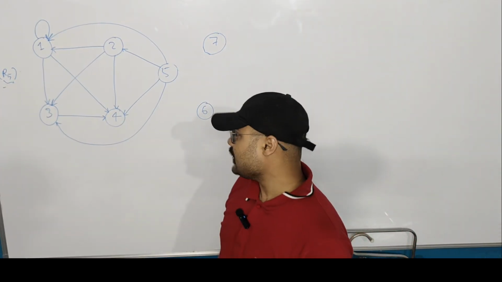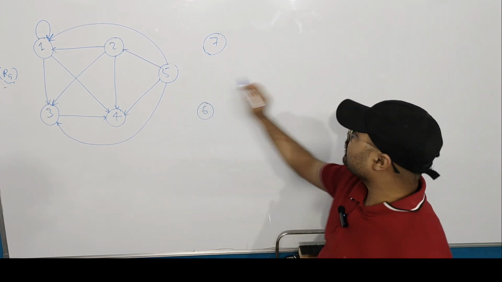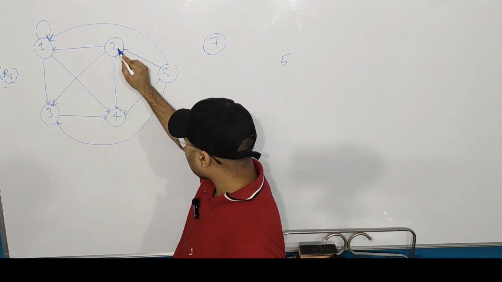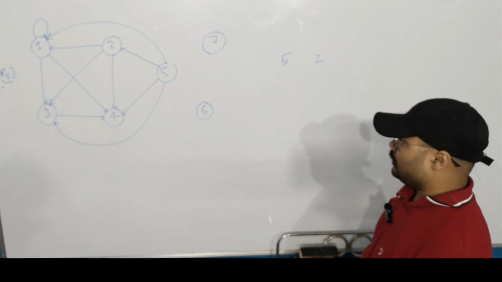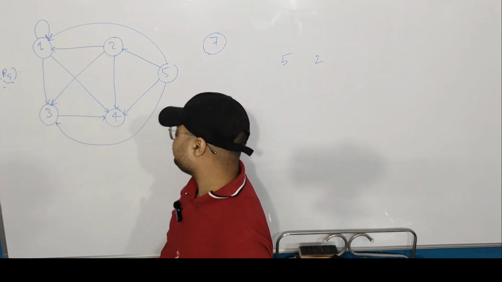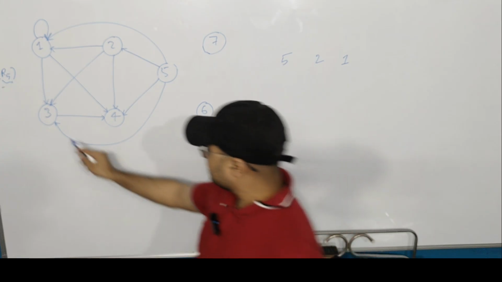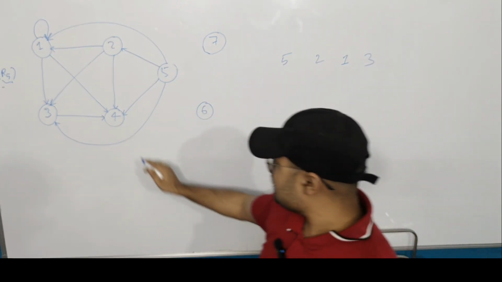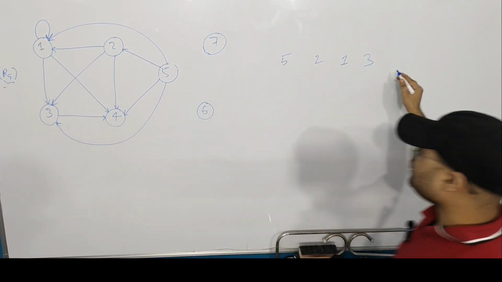If you see this, what is the order that I'm talking about? The order is this: 5 has no incoming edge, so 5 comes first, and then look at 2. There is only one incoming edge to 2, so then 2. Okay, there are two incoming edges to 1, so then 1 will be there. There are 3 incoming edges to 3, so then 3 will be here. There are 4 incoming edges to 4, so then 4 is here.